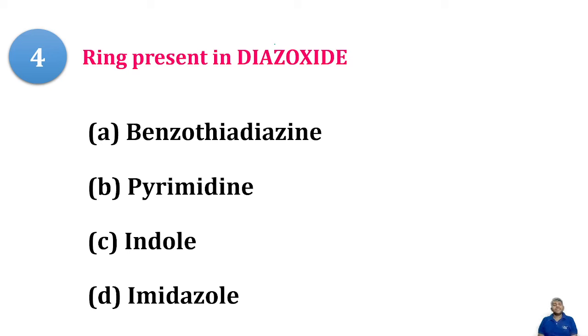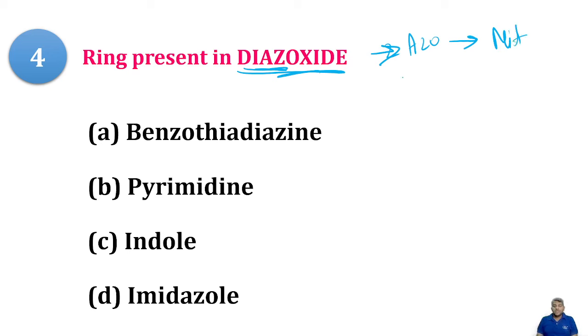Next, we have the ring present in diazoxide. Diazoxide means there are two nitrogens. Azo, as I told you in the first part also, is the word used for nitrogen.